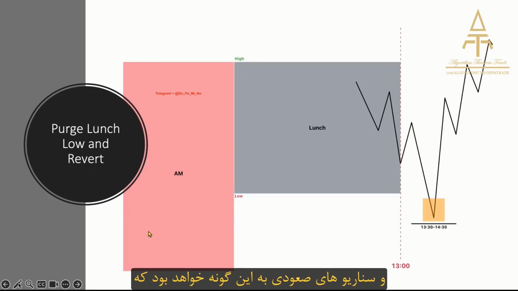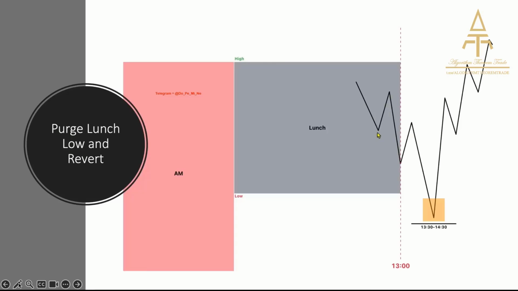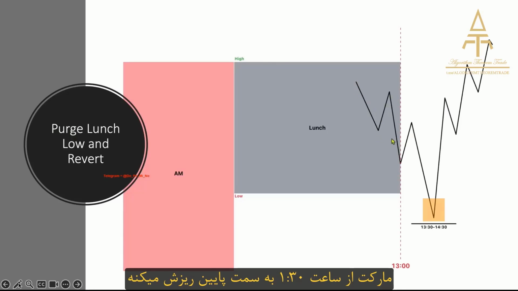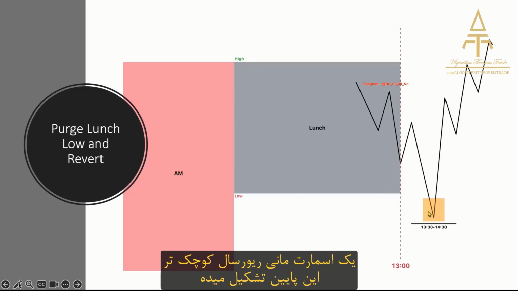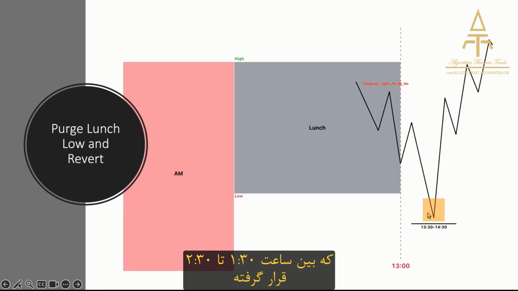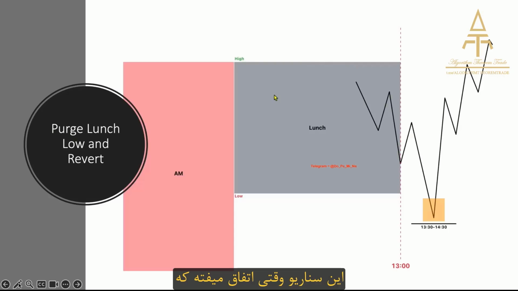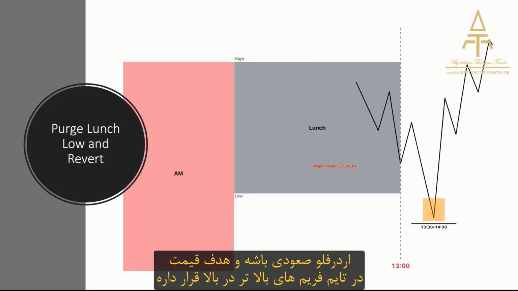If we take a look at the bullish scenarios, we can see the following. This is the purge of the lunch low and revert scenario, in which the market sells off from the 1 PM opening right here. It retraces, then continues lower, purging liquidity below the lunch low, forms a fractal smart money reversal here between 1:30 to 2:30 p.m. and we see buy-side delivery unfold, targeting the lunch high. This scenario unfolds when the higher time frame order flow is bullish and price is drawn towards a higher time frame price objective which is above the current market price.